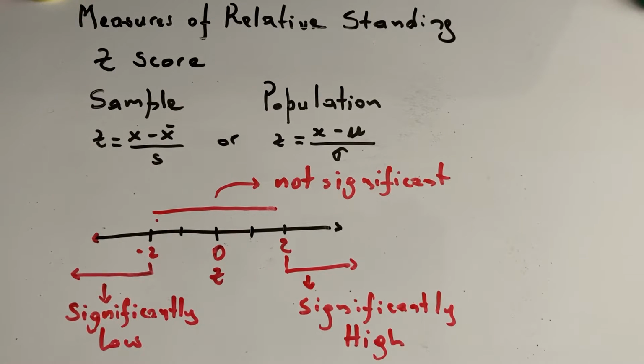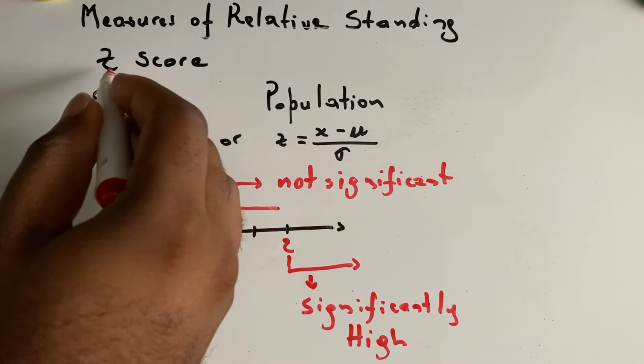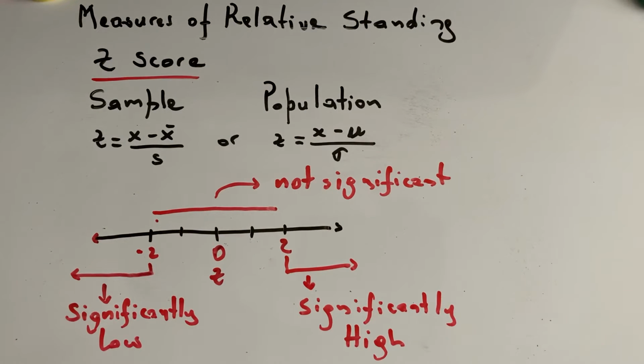Hello, in this video I'm going to talk about measures of relative standing. Now, one thing to remember is that in two of my previous videos I've talked about measures of center and measures of variation. So if that's what you need, please refer to those videos. In this case, I'm going to talk about measures of relative standing, and especially the z-score. Now, what is really the z-score?